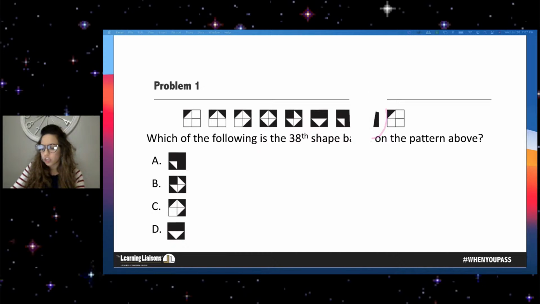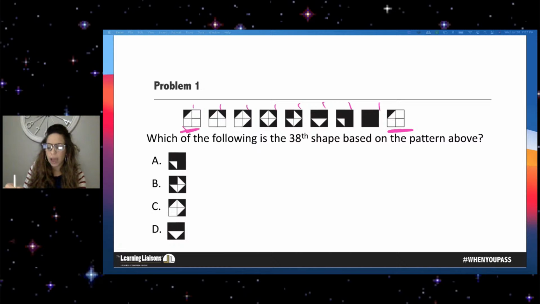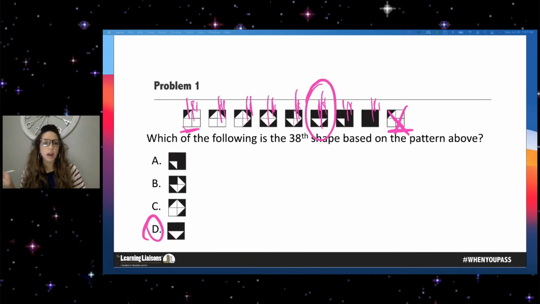So here's what we could do. I could sit here and count out to the number 38. 1, 2, 3, 4, 5, 6, 7, 8. This one is the same as this one, so I'm just going to not even use that one. 9, 10, 11, 12, 13, 14, 15, 16, 17, 18, 19, 20, 21, 22, 23, 24, 25, 26, 27, 28, 29, 30, 31, 32, 33, 34, 35, 36, 37, 38. Winner. Letter D is the answer.